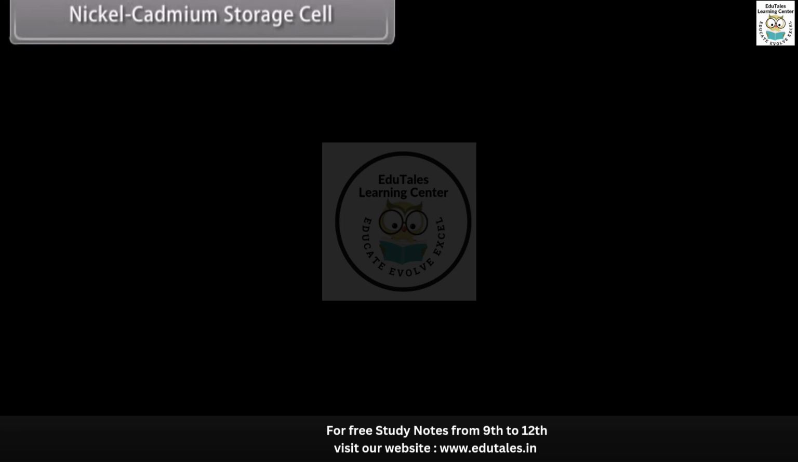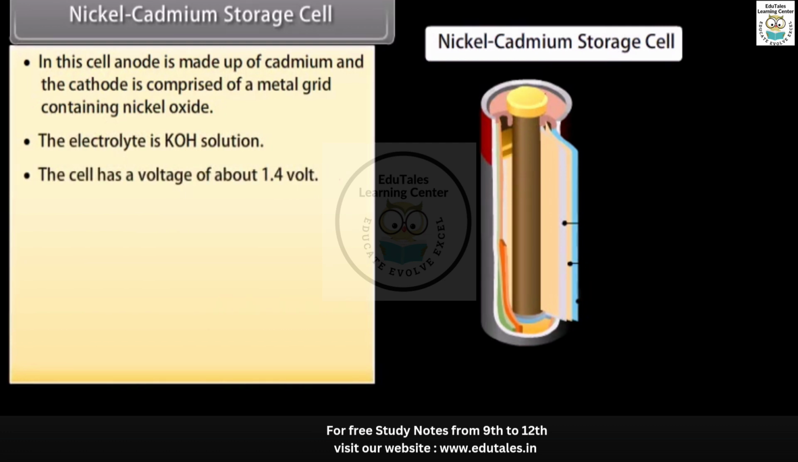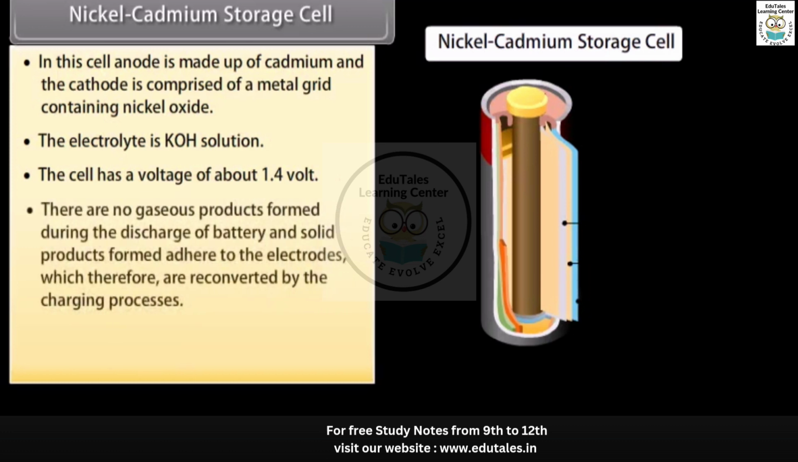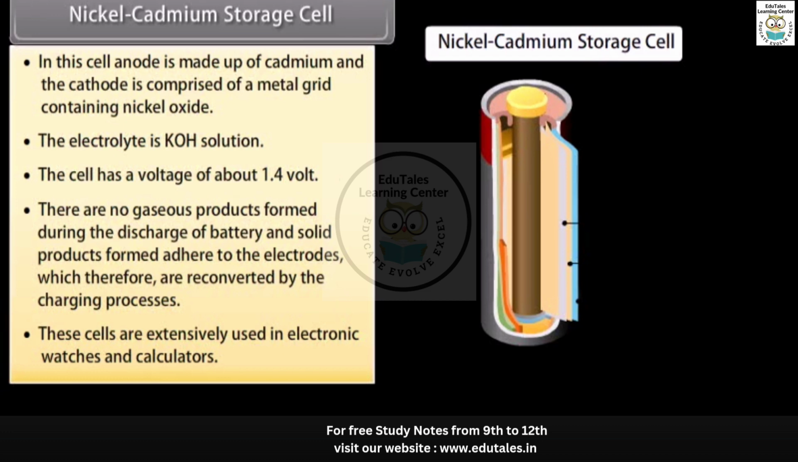Nickel-cadmium storage cell. In this cell, the anode is made up of cadmium and the cathode is comprised of a metal grid containing nickel oxide. The electrolyte is KOH solution. The cell has a voltage of about 1.4 volts. There are no gaseous products formed during the discharge of the battery, and solid products formed adhere to the electrodes, which therefore are reconverted by the charging processes. These cells are extensively used in electronic watches and calculators.